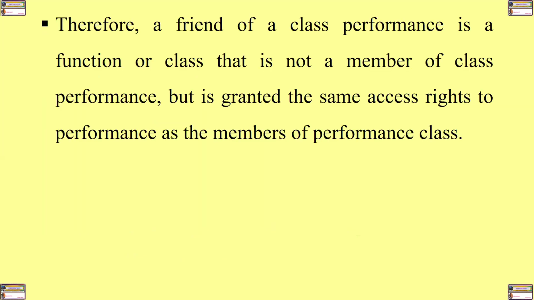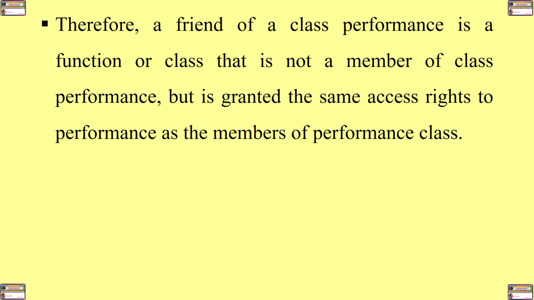After having coded that program, it's also important to note that a friend of a class performance is a function or a class that is not a member of class performance, but is granted the same access rights to performance as the members of performance class.